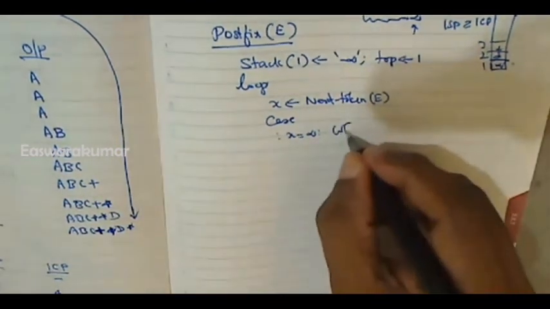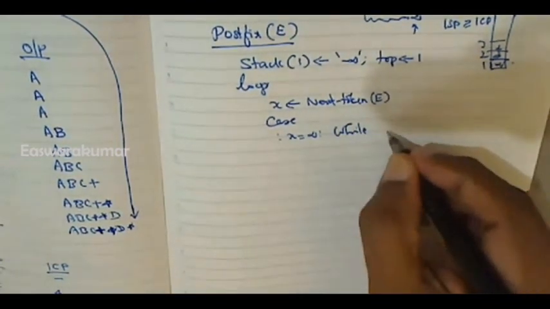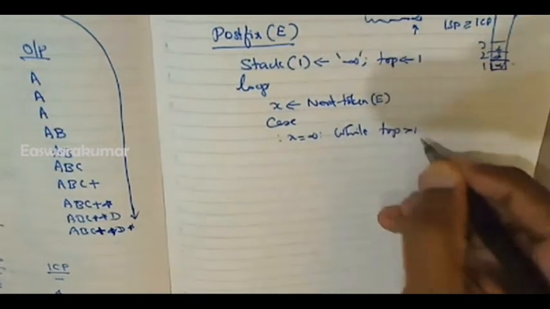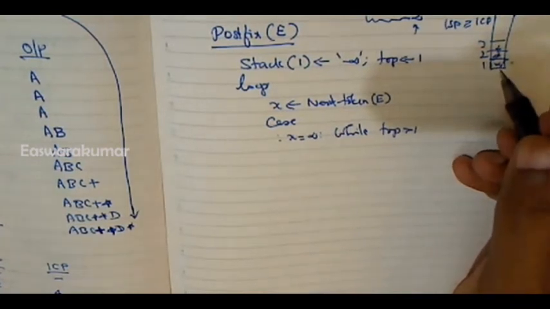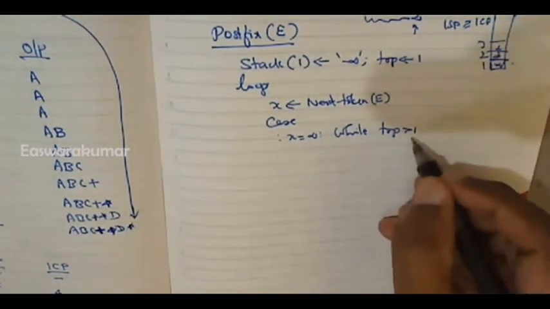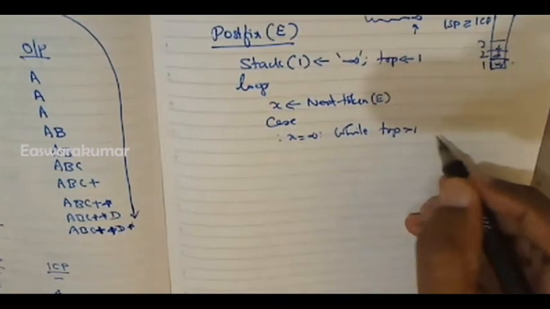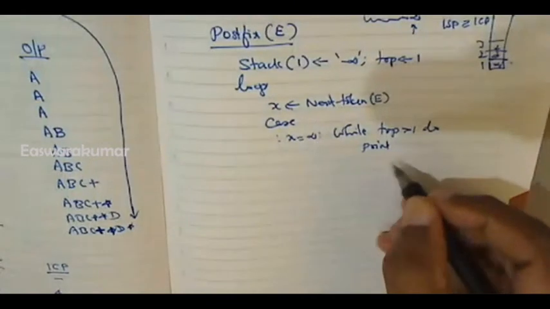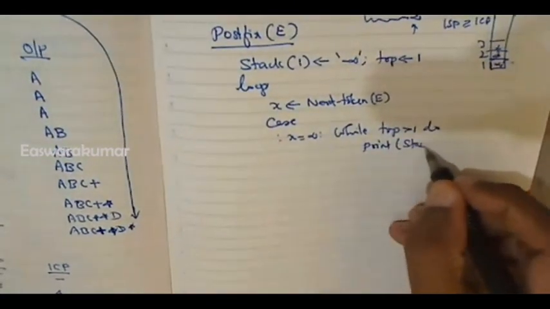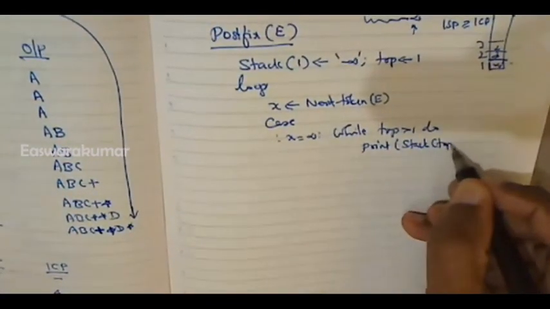So what we can do is put a while loop: while top is greater than 1, because top equal to 1 means minus infinity, which we are not removing. From 2 onwards, I mean, up to 2 only we are removing. So while top is greater than or equal to 2, we have to print whatever is there at the top of the stack.